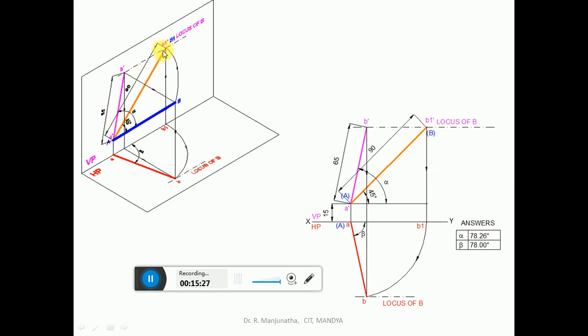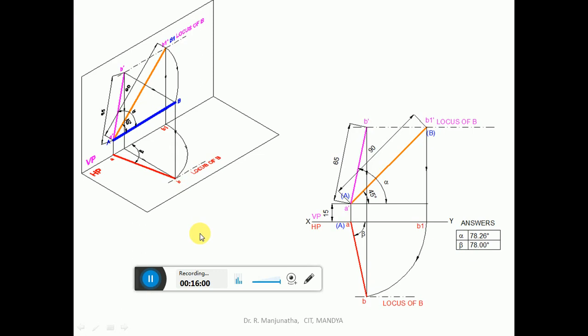So with A as center, take the radius of AB1. Draw an arc such that this B1 will be on the end projector, so that it will cut here. This is the line which is going to cut the end projector, so you are going to get this point B. When it is projected, this point is going to be in space. Since you are rotating from the vertical plane to in front of VP by some distance, naturally that will be on the locus of B here. So that is the end projector.